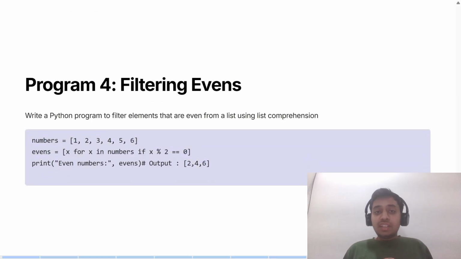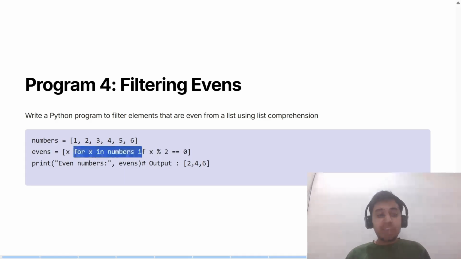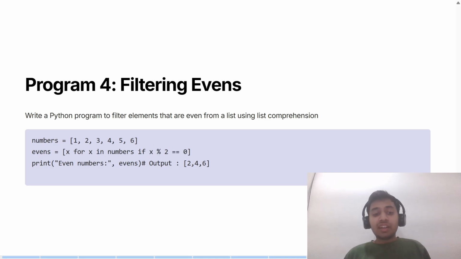We can filter evens. So we can filter evens easily using list comprehension, as specified by the problem statement that we need to use list comprehension. So we are given this numbers array 1, 2, 3, 4, 5, 6. To filter evens, we can select all those elements x which are in this numbers array only and only if x modulo 2 equals 0. So x modulo 2 equals 0 is basically the condition to check whether or not an element is even. If we finally print this evens array, then we get 2, 4, 6 as our output because in numbers, 2, 4, 6 are the only numbers that are even.